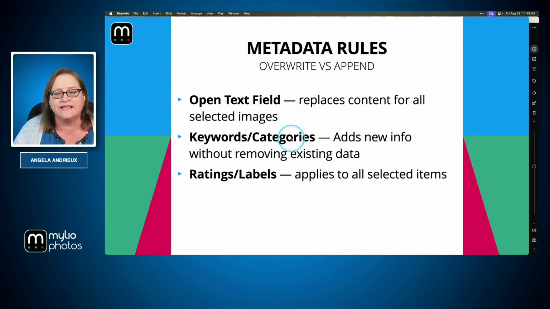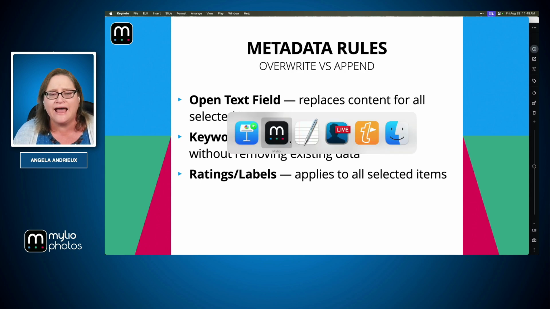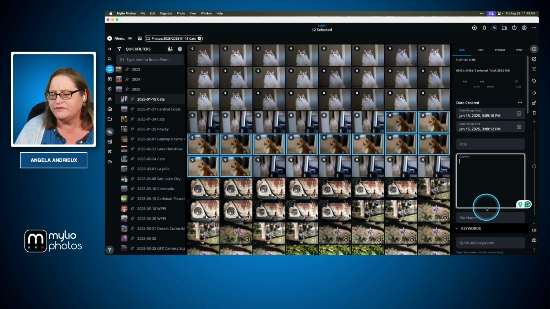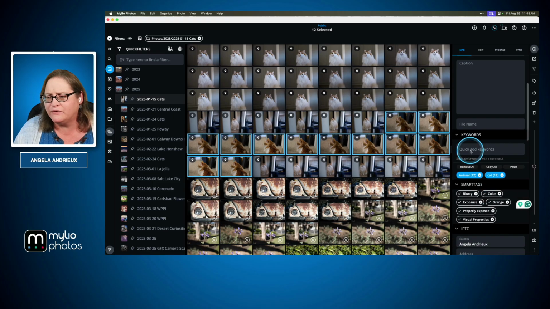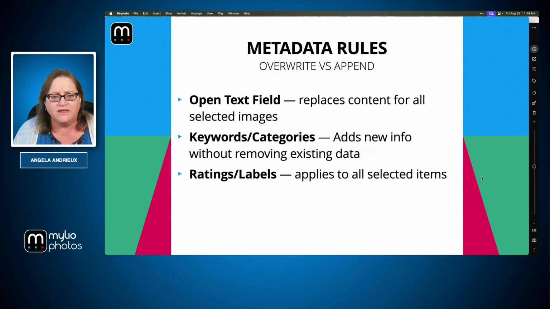With things like keywords and categories, it adds the new info without removing the existing data. So it's going to append to that category as opposed to taking anything away. So if I go in and want to add something else to these, if I go down and add a new keyword, it's not going to overwrite any of my earlier keywords. I can remove an earlier keyword if I need to, but it's not going to overwrite anything.